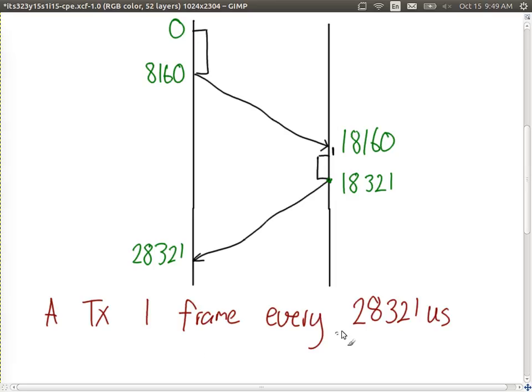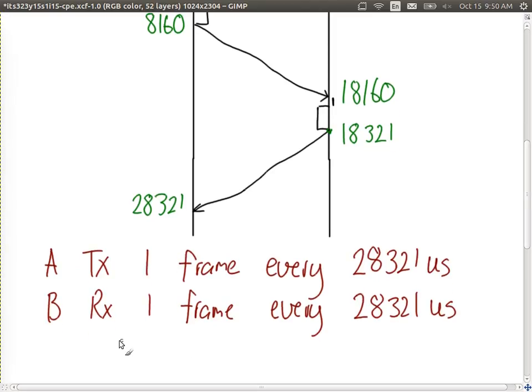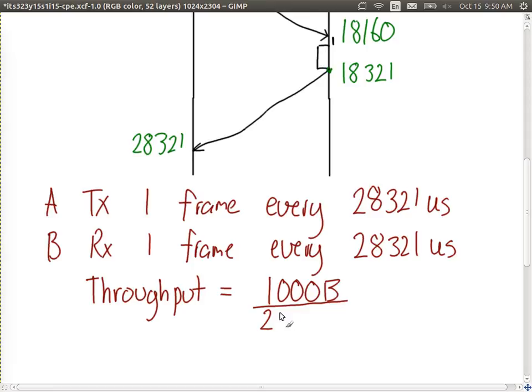A transmits one frame every 28,321 microseconds. No frames are lost along the way, so if we transmit at that rate, we must receive at that rate at B. Everything that is transmitted is received. So we can say B receives, Rx for receive, from that we can calculate our throughput. B receives one frame. One frame still contains 1,000 bytes. And the time it takes, we know. And someone will calculate that for me.